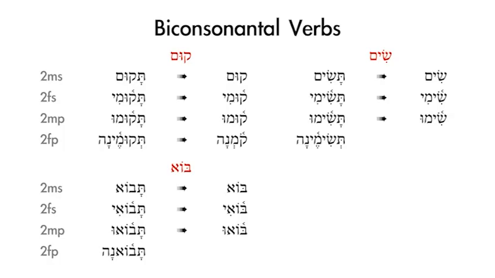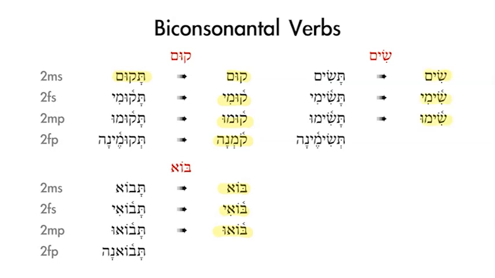So once you remove the imperfect preformative, everything else stays the same. For example, with takum, you remove the preformative and you have kum, and then kumi, kumu, and then komna. Easy. You can see the full biconsonantal verb with its medial vowel letter. So bo, bo-e, bo-u, or seem, simi, simu.